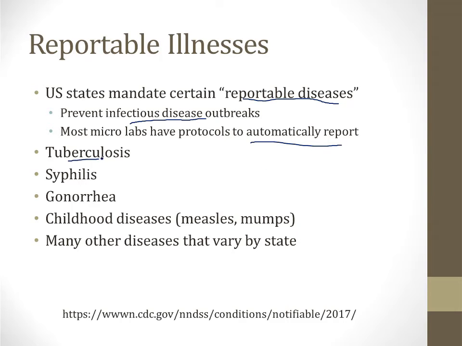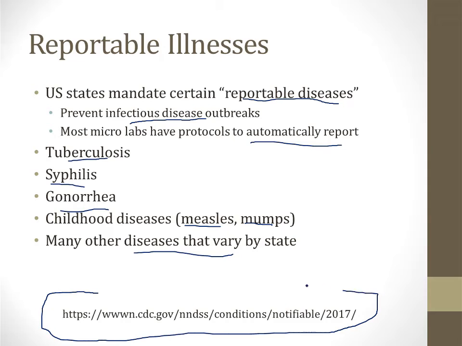So these are things like tuberculosis, syphilis, gonorrhea, childhood diseases like measles and mumps, and there are many other diseases that vary by state. I've listed a website at the bottom of the screen where you can look up what some of the reportable illnesses are by state in the US. But the point here is that you don't need the patient's permission to report this to the state government. If a microlab makes a diagnosis of measles, which is very rare in the US, they automatically report that. They don't need the patient's permission, and this is done so that the state can prevent a measles outbreak in the community.